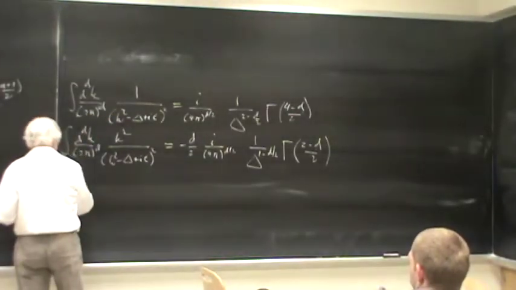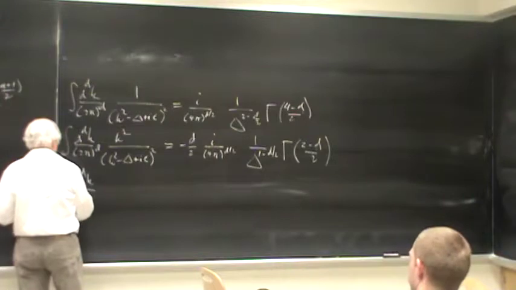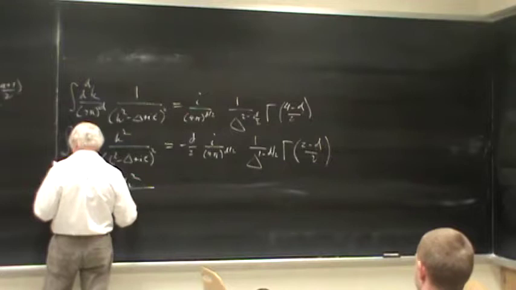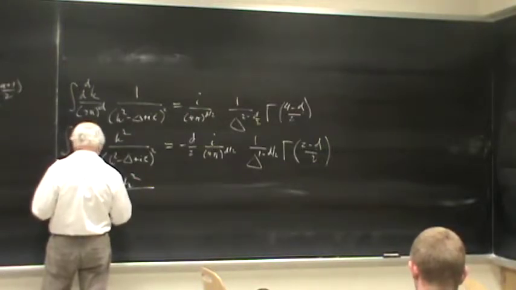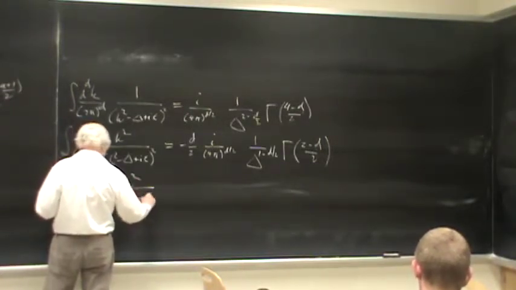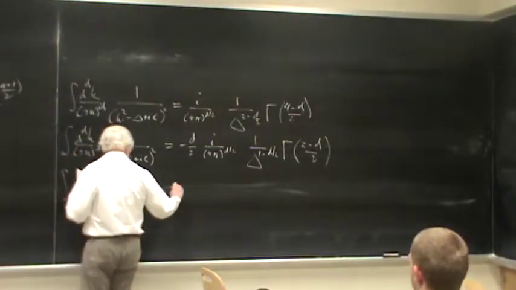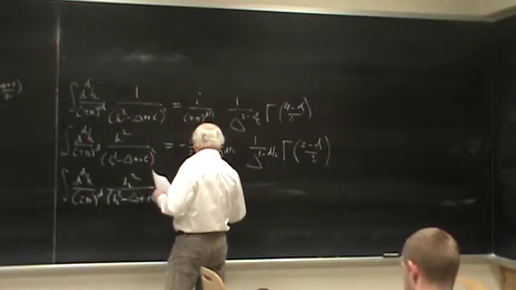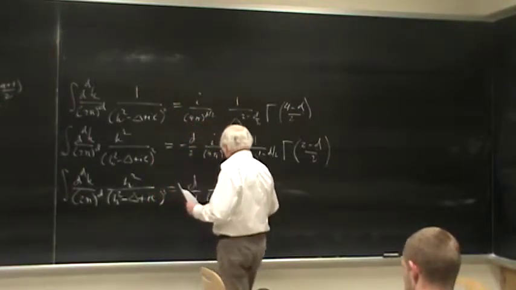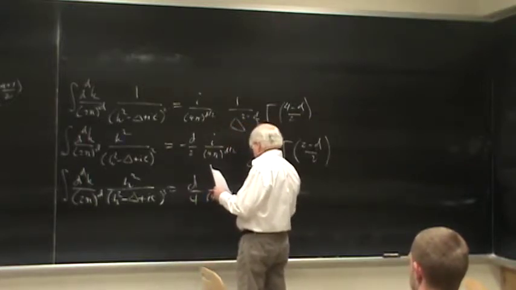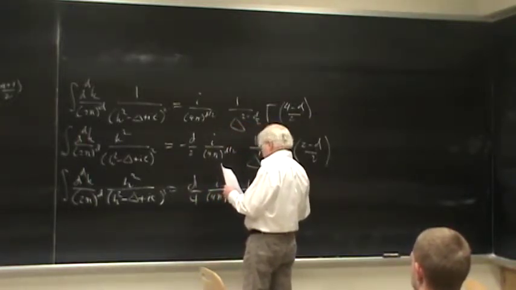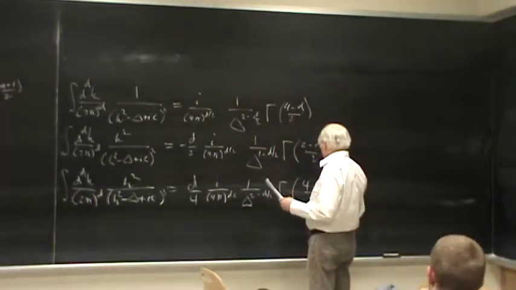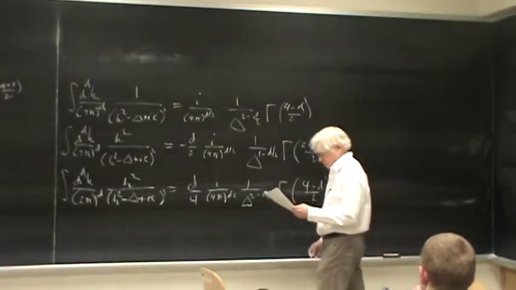Another one, which I actually used this afternoon to do one of these integrals, the integral over (2 pi) to the d, k squared over, no, it's not this one, it's the one beyond this, (k squared minus delta plus i epsilon) cubed, is d over 4, i over (4 pi) to the d over 2, 1 over delta to the 2 minus d over 2, gamma of, and then again 4 minus d over 2, so again this has a pole.